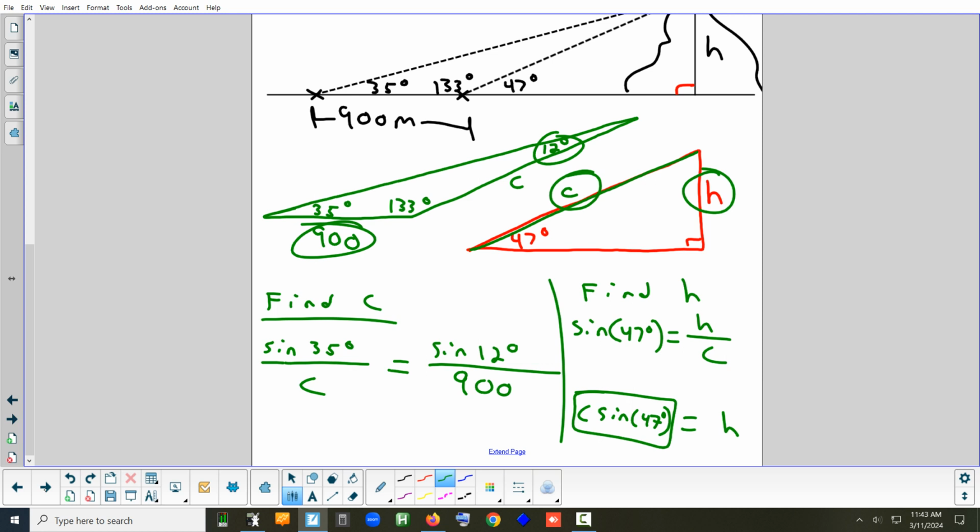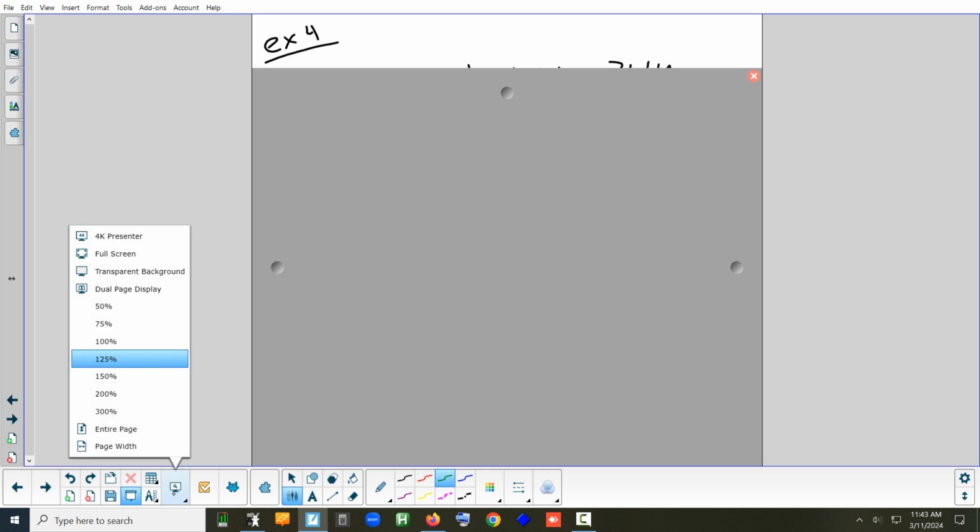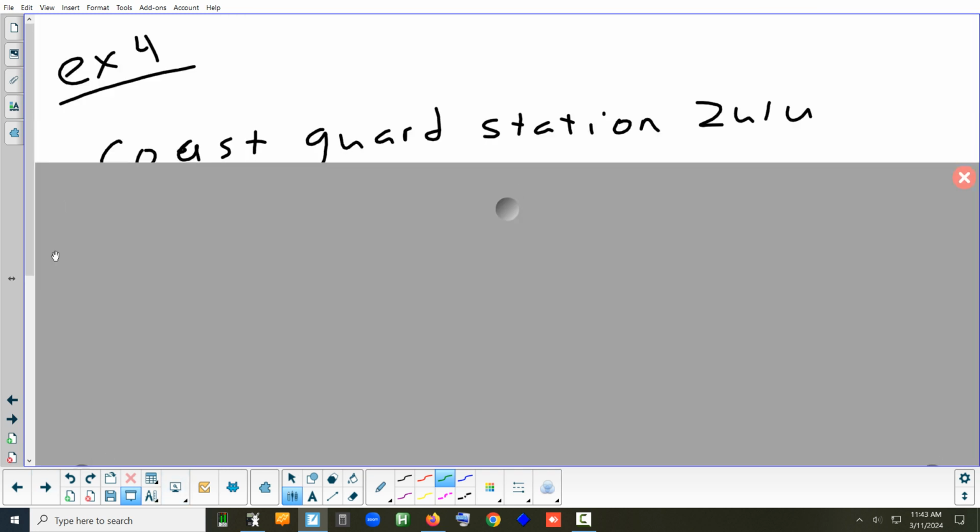Okay, so last word problem. This one is going to be about a boat, let's say in the middle of the ocean, and two Coast Guard stations can see the boat at the same time. So you don't have one observer that's going to drive 900 feet back or whatever. You just have two Coast Guard stations seeing it at the same time.